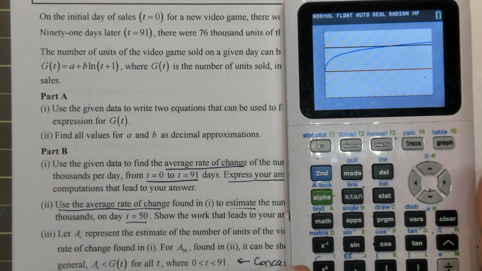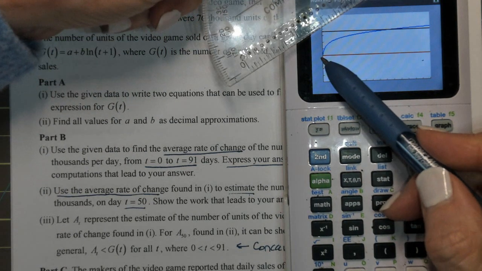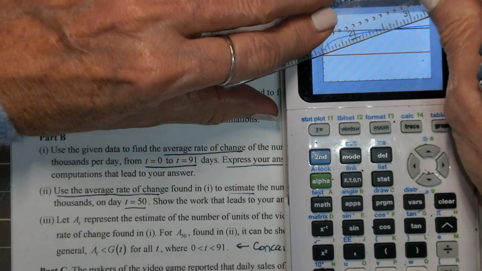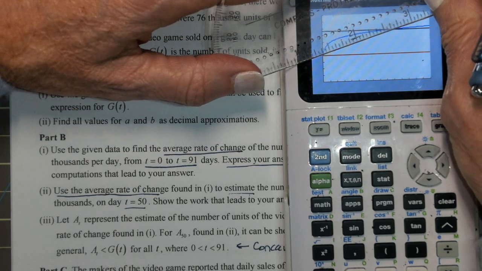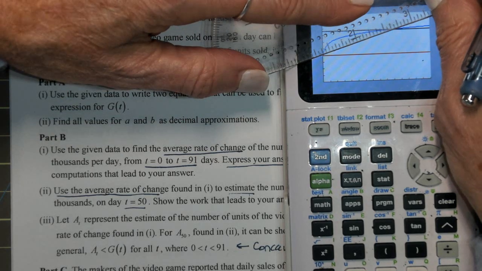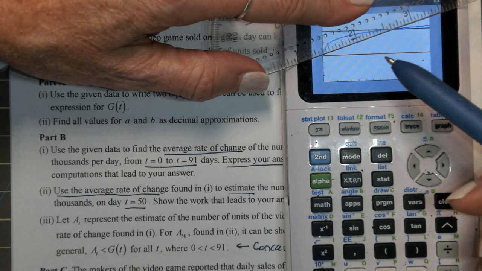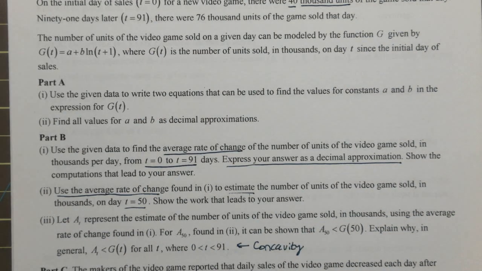Sometimes we have to adjust our window as we're in here. So, think of the secant line between this point and that point. There's the secant line. And they want us to examine times between 0 and 91. Why is the secant line giving us a value less than the actual, or the predicted? That's what we want to say. It's all because of the concavity of this curve. This is concave down. So let's start with that.